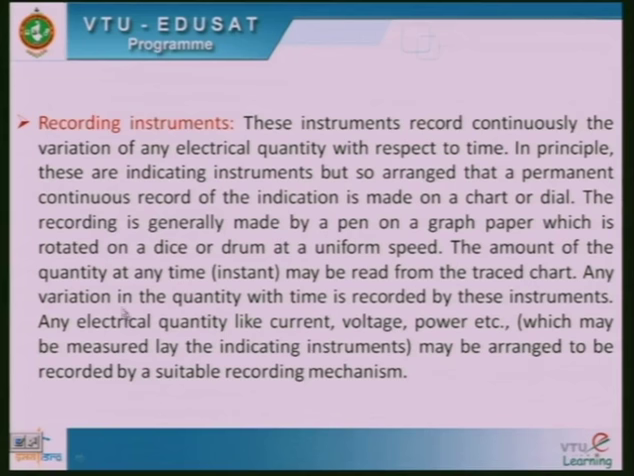The amount of the quantity at any time, that is, at that instant, may be read from the trace chart. Any variation in the quantity with time is recorded by these instruments. Any electrical quantity like current, voltage, power, etc. may be arranged to be recorded by a suitable recording mechanism. These types of instruments we call recording instruments.